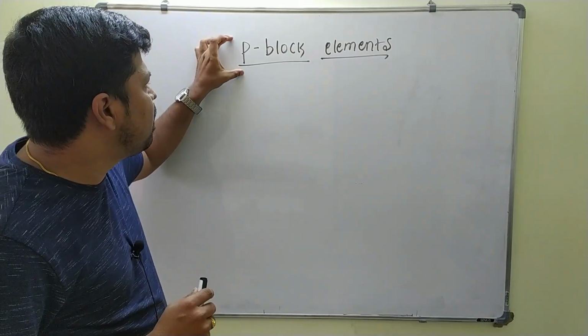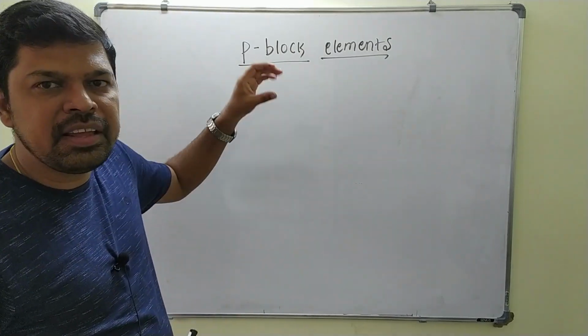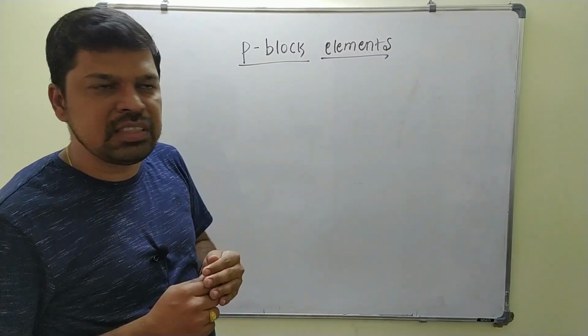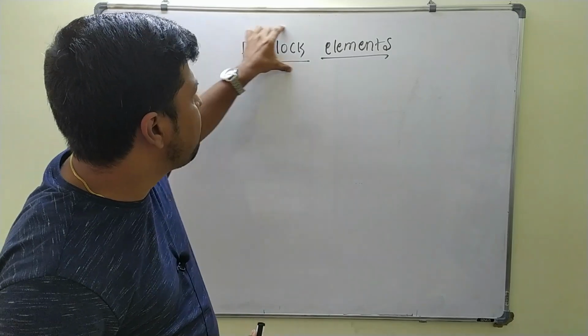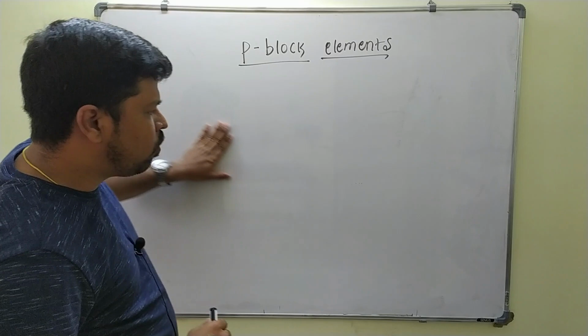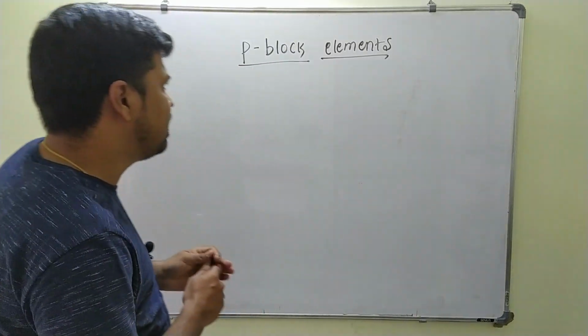So what is a P block element here? The element in which the valence electron enters into the p orbital of the valence shell. Such elements are called P block elements. Simply, in these the last electron enters into the p orbital of the valence shell.